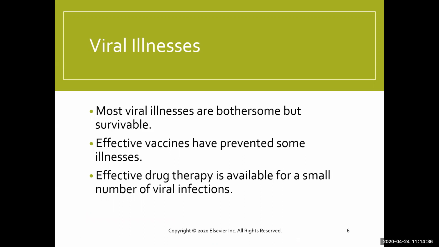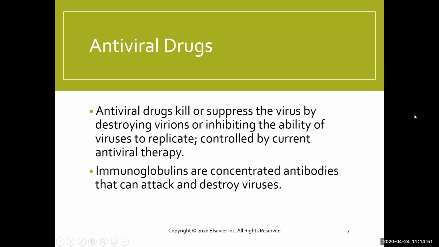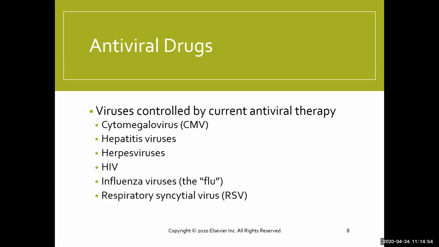One thing to understand is that most viral illnesses are bothersome but survivable. And again, you know that we have vaccines that have prevented some illnesses related to viruses. Now on the next slide, I'll show you a small number of viral infections that are actually controlled with antiviral therapy. Probably the most common ones that you would see in primary care or community practice will be the herpes virus, like with shingles, reactivation of the herpes virus that way. Even hepatitis, now we have ways that we can treat that virus. The flu virus, influenza, and RSV.